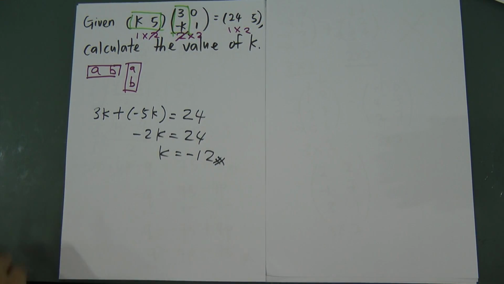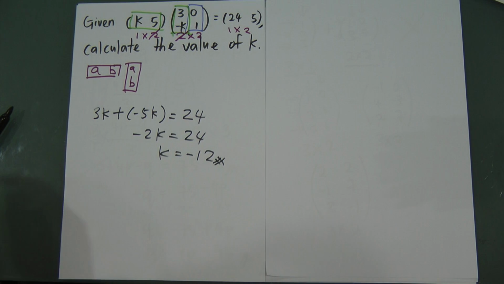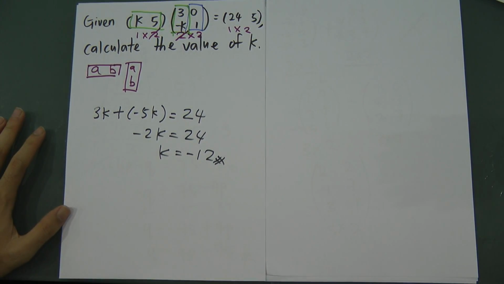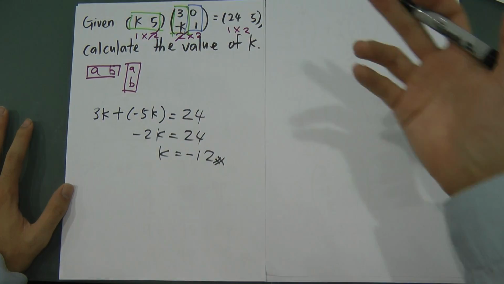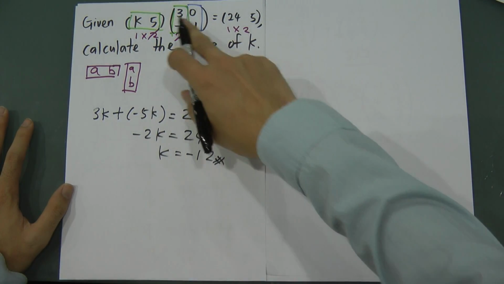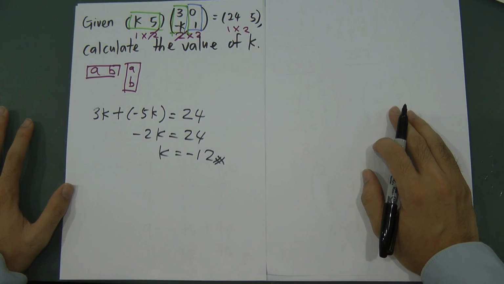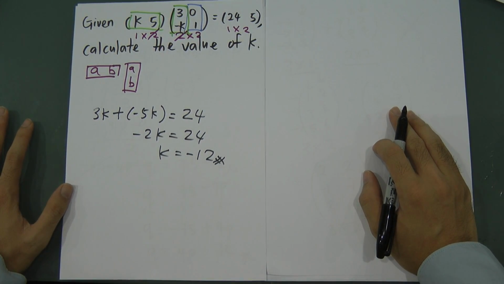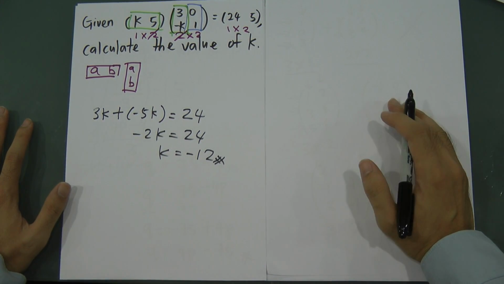If you want to try the second one, you can do so also. Let me try the second combination for you. You shouldn't try the second combination because k multiple 0, you got 0. And then 5 multiple 1, you got 5. Therefore it's 5, but then do not have k. So the second combination cannot help you to find k.